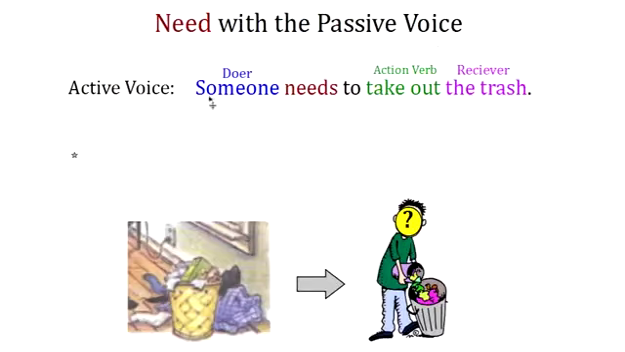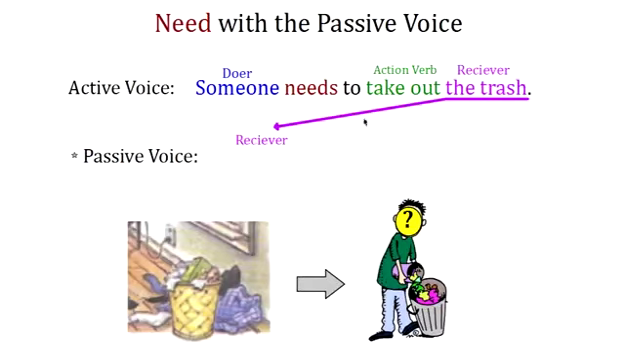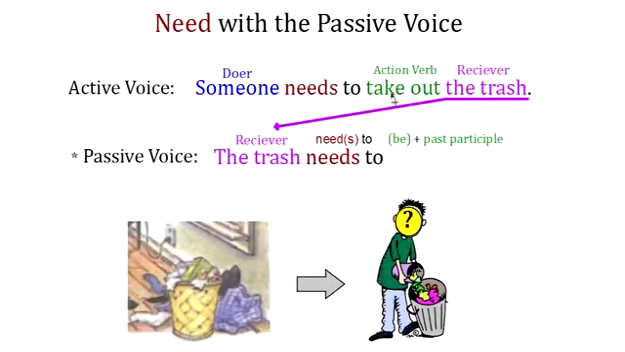So if I want to talk about what needs to happen, I don't necessarily need to say someone, right? That's not the important part of this sentence. The important part is the trash, and that somebody needs to take the trash out. Well, in the passive voice, if we remember, I talk about the receiver first, because this is the most important part of the sentence. So I say the trash, right? And then I'm going to use needs to again, right? But instead of my normal verb, I'm going to use be and the past participle. And that's the structure, that's the equation essentially for the passive voice.